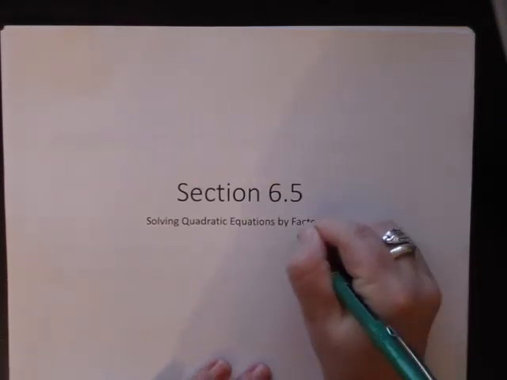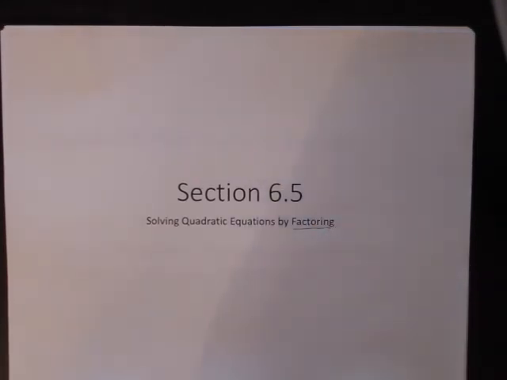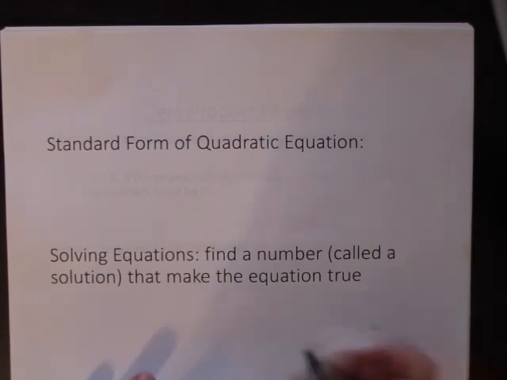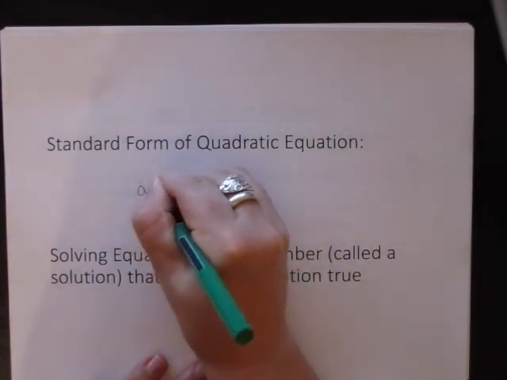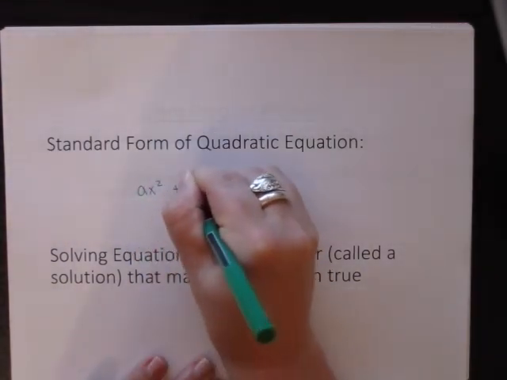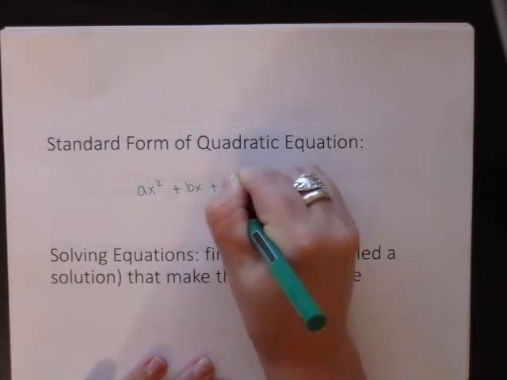Alright, so the last section of chapter 6 is going to be 6.5. What we're going to be doing is solving the quadratic equation by factoring. Remember, when we factor we just break into groups to get that same type of number. The standard form for a quadratic equation is ax squared plus bx plus c.